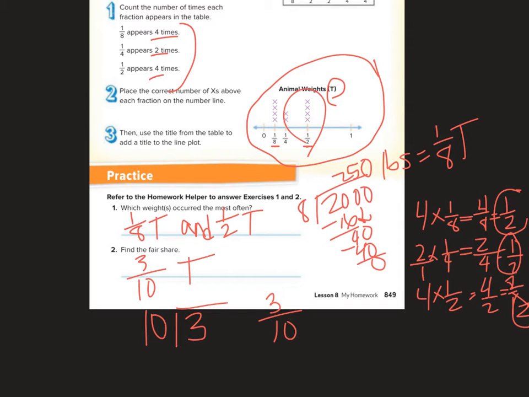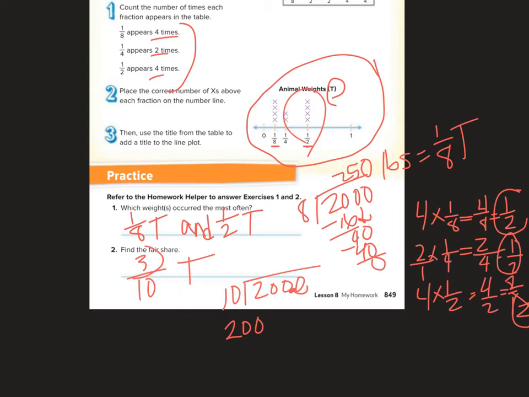Am I going to be tricky and ask you to tell me how many pounds that would be? Ready? Here's what we do. We take 2,000 divided by 10, which is really just moving our decimal point back 1. So 1/10 of 2,000 is 200, but I need 3/10, so I need to multiply that by 3. 600 pounds. LBS, yeah.